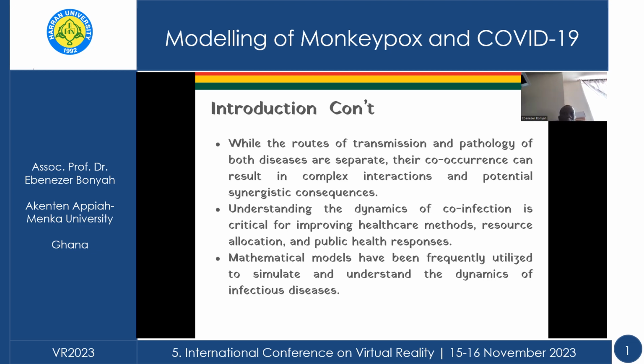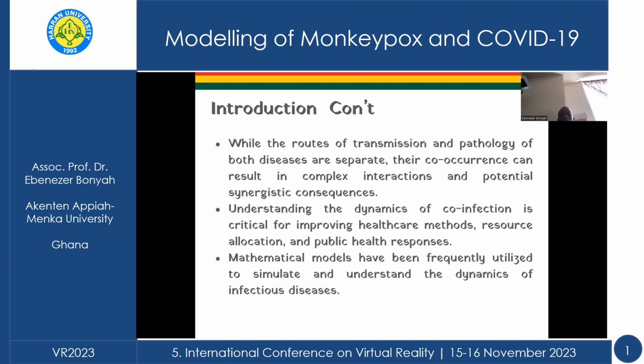So understanding the dynamics of co-infection is critical for healthcare planning, decision taking, so that public health in every country can make adequate preparation towards any eventualities. Now, I come to why mathematics is important in this enterprise.